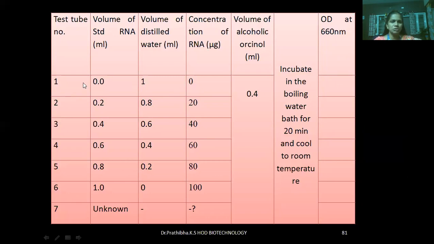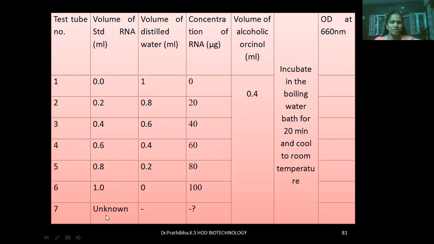For the first test tube, we have not taken any RNA sample. Make up the final volume to 1 ml by using distilled water. Then to this you are going to add 0.4 ml of alcoholic orcinol. Second test tube, 0.2 ml of RNA sample, then make up to the final 1 ml, that is 0.8. If this is 0.2, to make up 1 ml you need to add 0.8 ml of distilled water. Then 0.4 ml, make up by using 0.6 ml. Then 0.6, 0.8, 1.0. The seventh one is the unknown test tube.